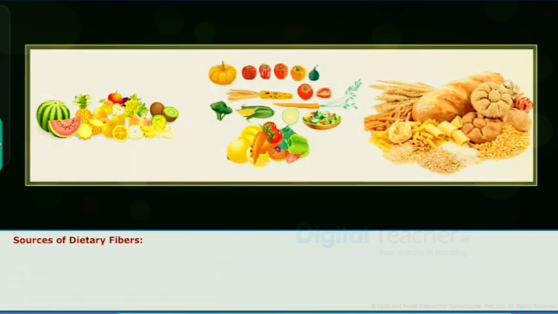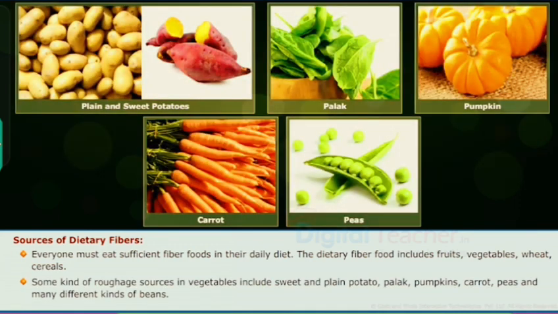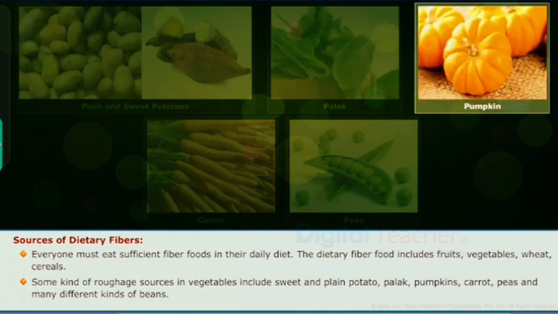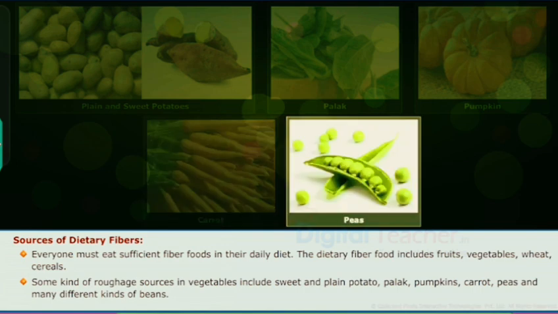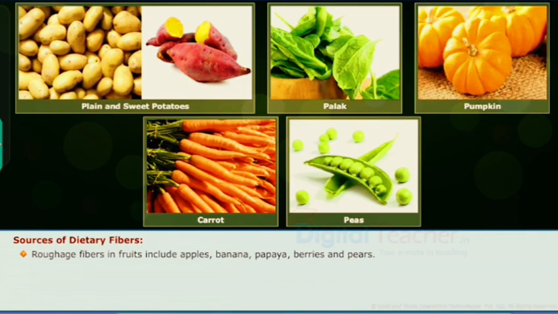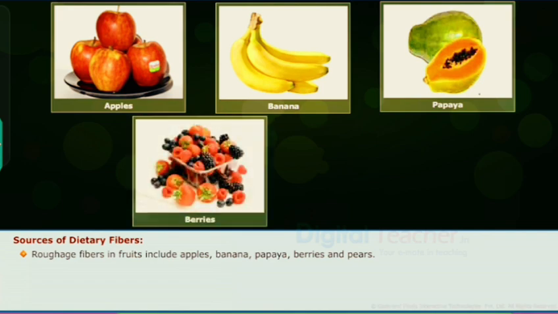Sources of dietary fibers. Everyone must eat sufficient fiber foods in their daily diet. The dietary fiber food includes fruits, vegetables, wheat, cereals. Some roughage sources in vegetables include sweet and plain potato, palak, pumpkins, carrot, peas, and many different kinds of beans. Roughage fibers in fruits include apples, banana, papaya, berries, and pears.